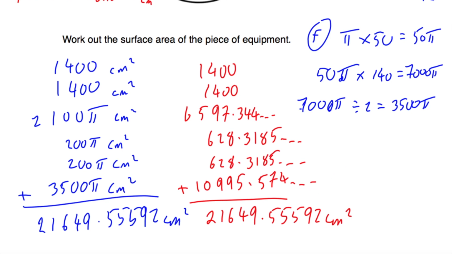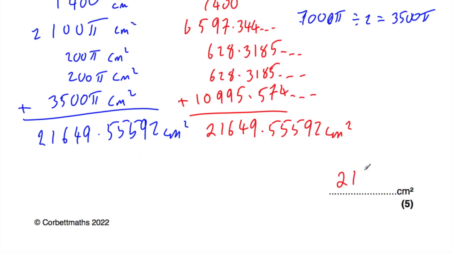So that's the surface area of that piece of equipment. 21,649.56 to 2 decimal places. And that's it. Okay, let's look at our next question.